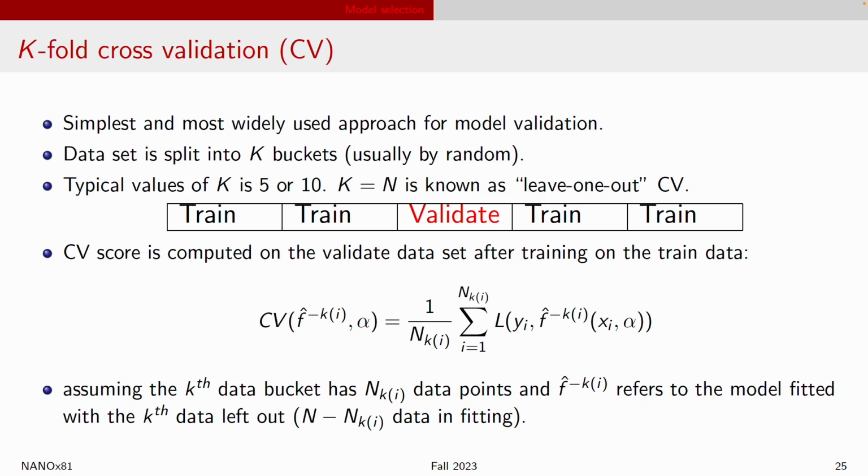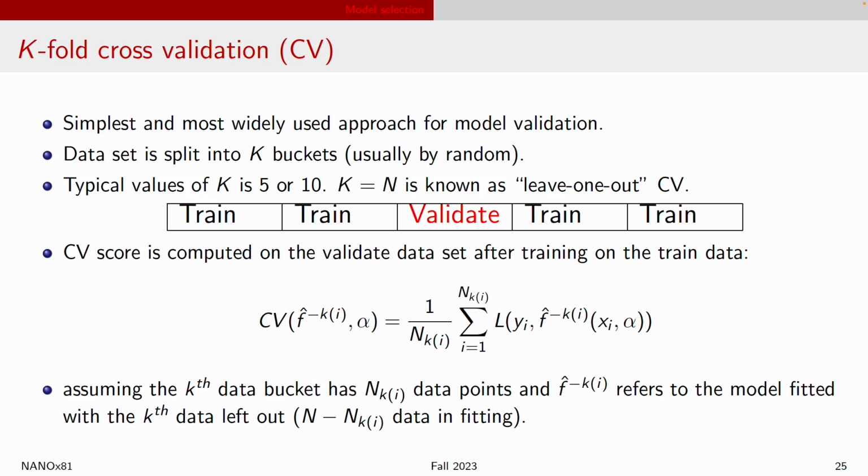Now, one way to actually get a better estimate of your model performance to do model selection is doing what is called k-fold cross validation. Okay. So this is usually the simplest and probably the most widely used approach to actually validate models, okay? The concept is actually fairly simple, right?